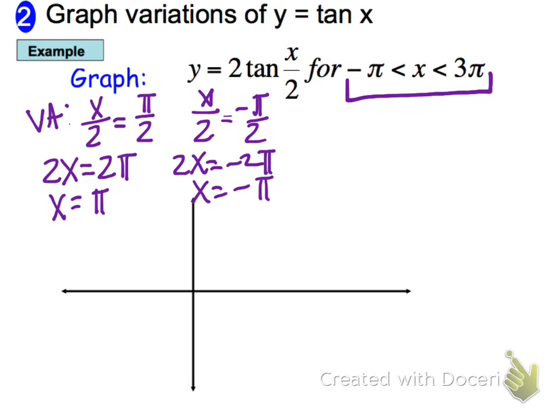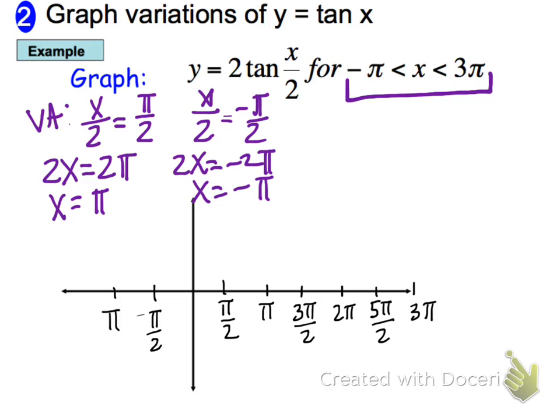Now, since that will be the location of my asymptotes, and I know I'm going to have to plot a point in the middle of those, let's go ahead and scale our axes, just maybe in terms of pi over 2's. So we'll start at pi over 2, pi, and so on. 3 pi over 2. I'm going to go all the way to 3 pi because that's where I want my graph to end. And we'll do the same thing in the negative direction to negative pi because that's where I want that graph to end on that side.